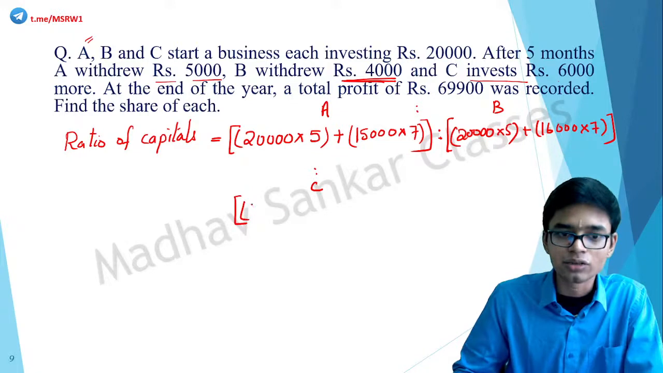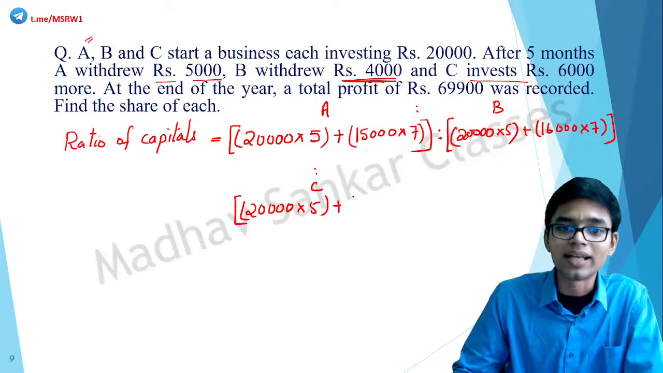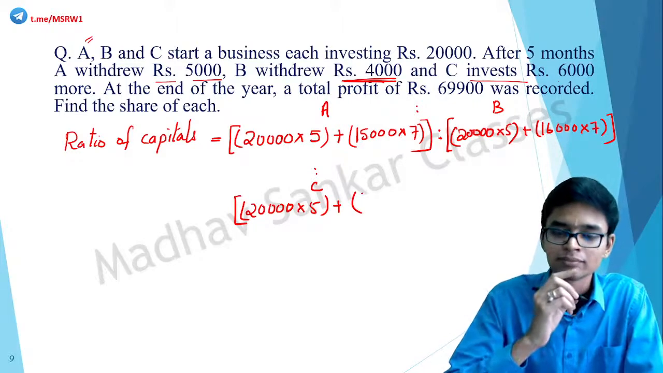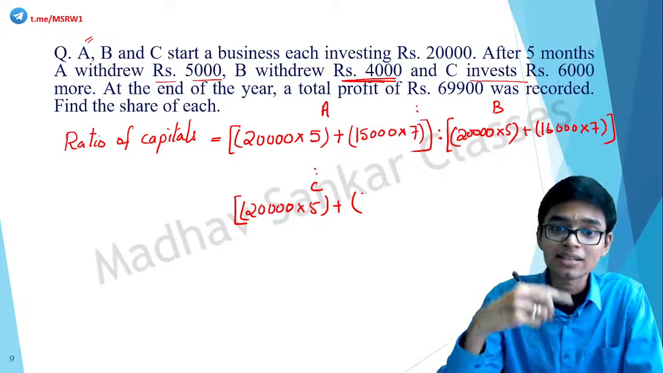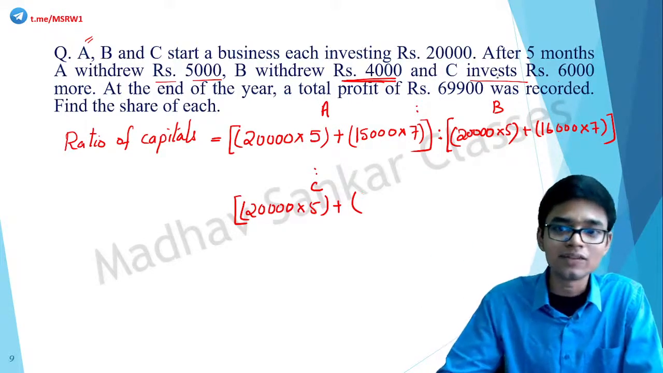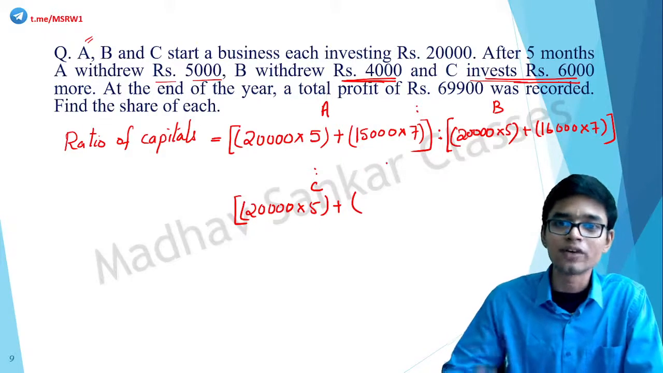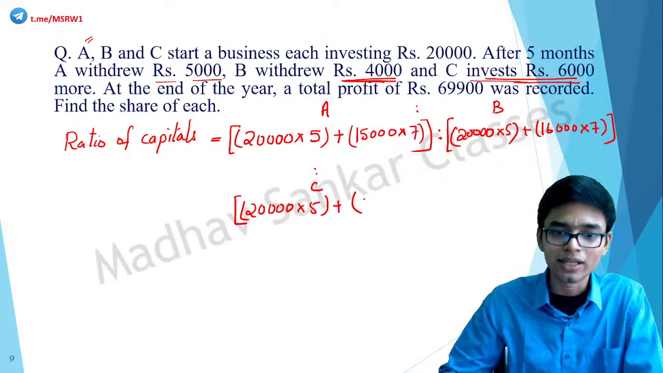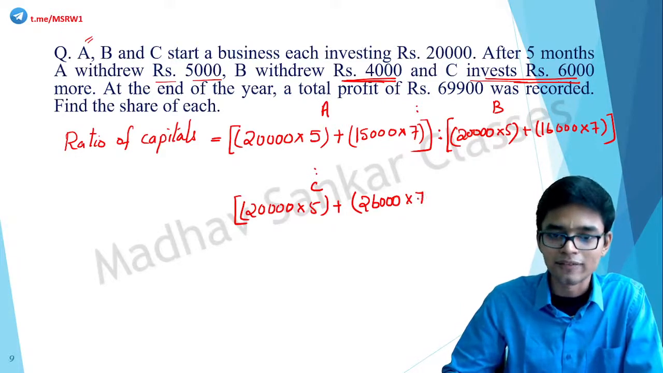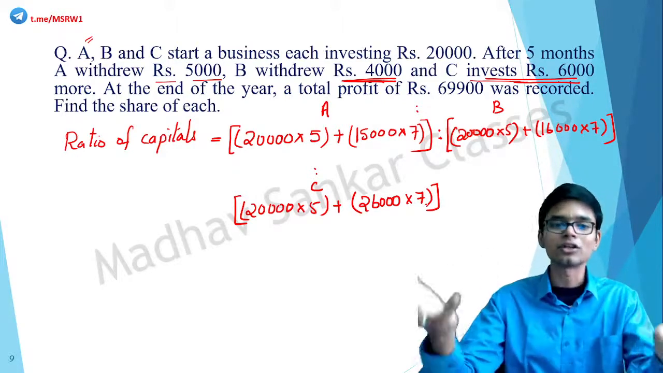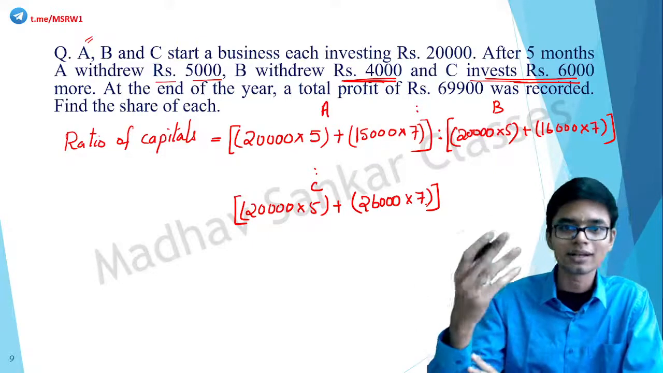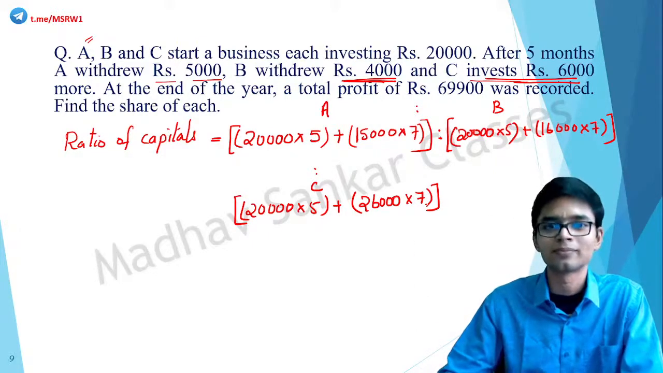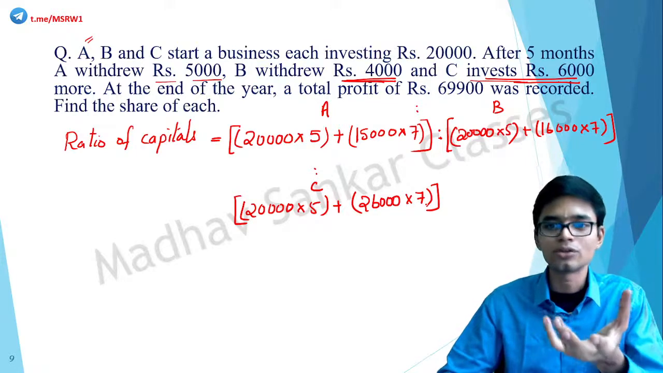C also started with 20,000 rupees for a period of 5 months. But later on, what happened? He invested more rupees. C invested 6,000 rupees. So we have to add that to 20,000. 26,000. Correct? Into 7. This is the ratio of capitals. Once you get this, the rest is same. Got it? This is how you take the ratio of capitals.